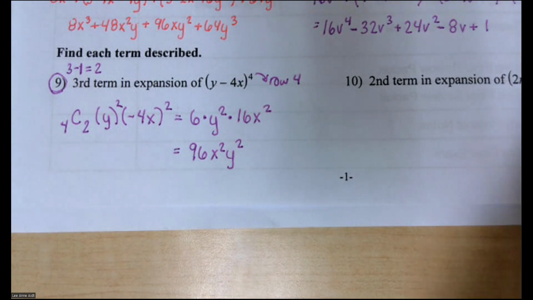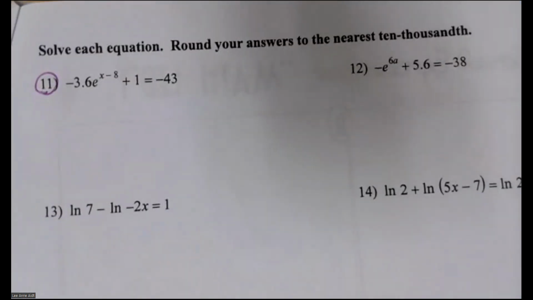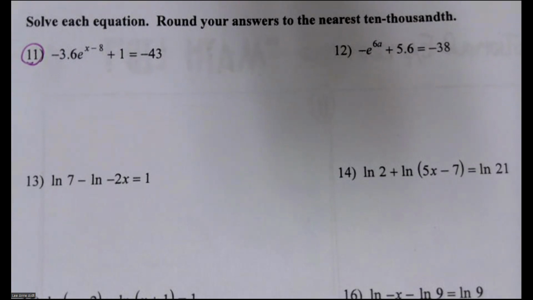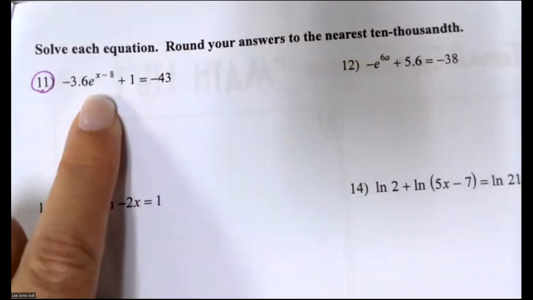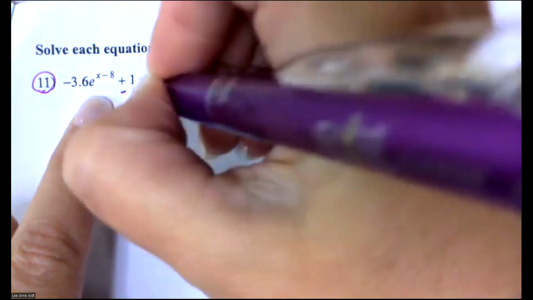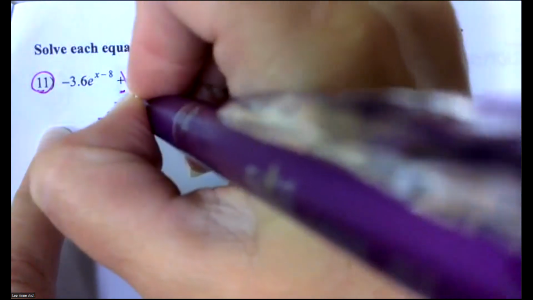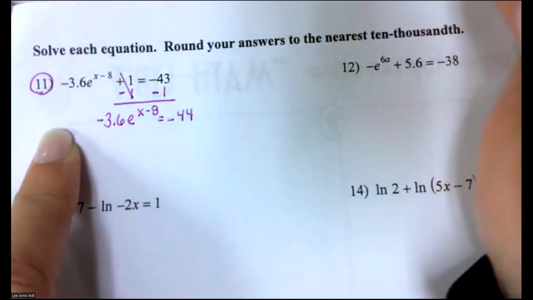Okay, flip the page over, go to number 11. And we have some natural log and e problems here, which is great to practice before our quiz tomorrow. So negative 3.6 e to the x minus 8 equals negative 44.